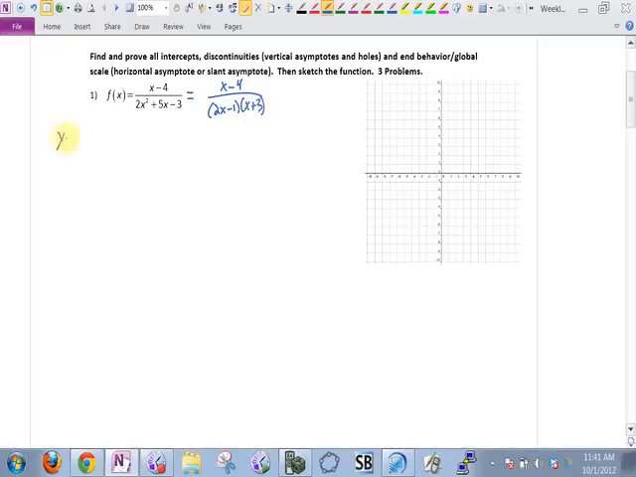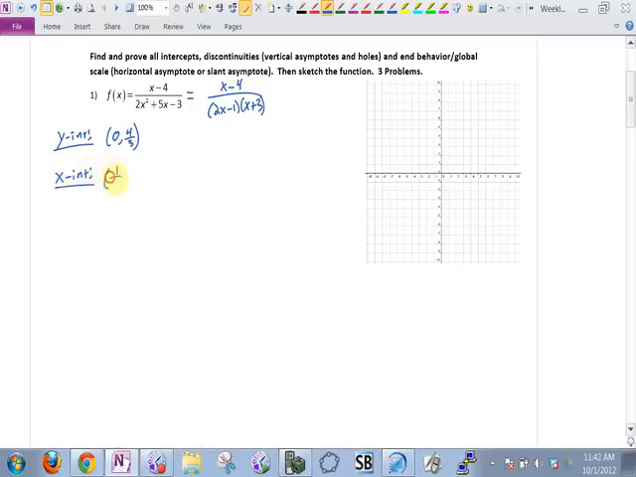So for y-intercept, we clearly have a y-intercept at (0, 4/3). There's still a lot of, well, a lot is a relative word, more than I should be seeing in honors pre-calc, people writing the coordinates backwards, (4/3, 0). That is not a y-intercept. It happens a lot.